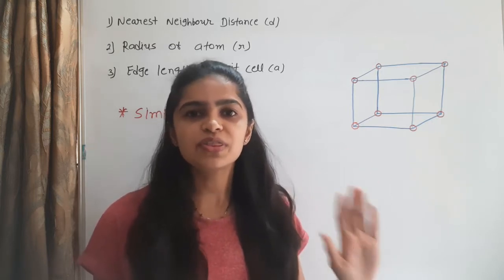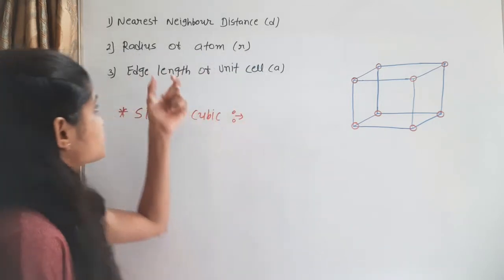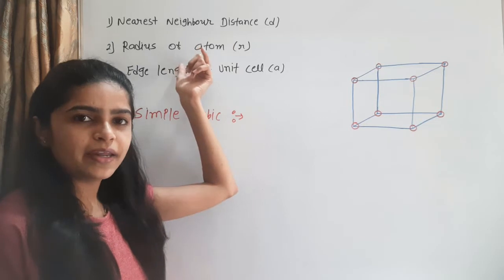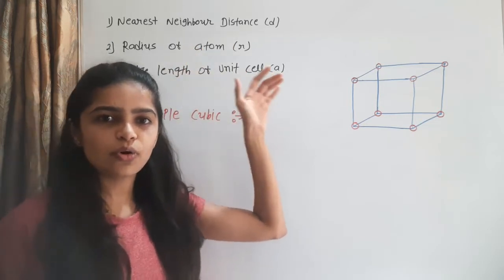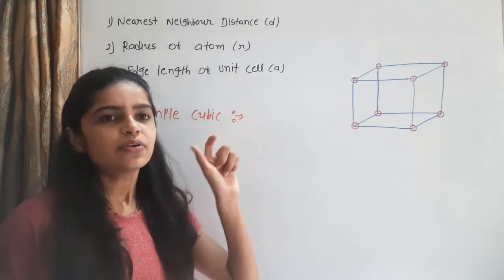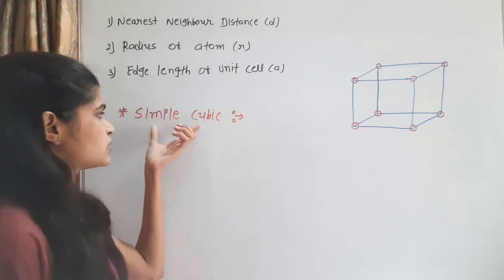First, we start by finding the nearest neighboring distance D, second the radius, and third the edge length of the unit cell. On the basis of these three, first we discuss the simple cubic.